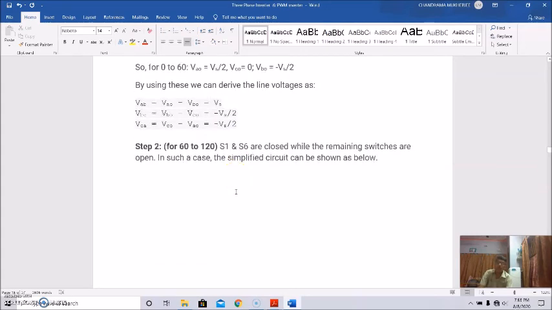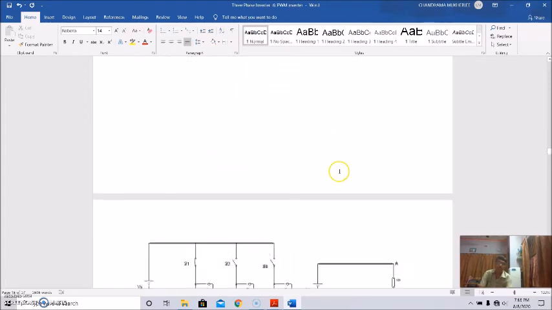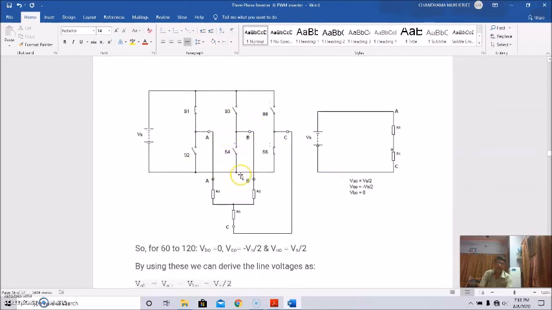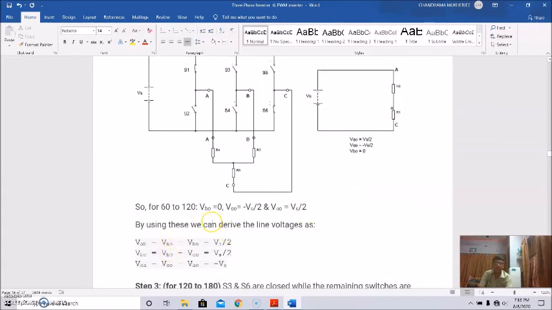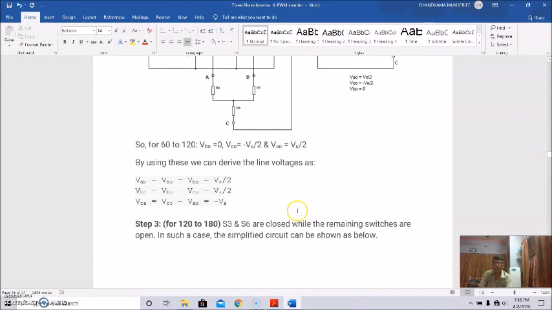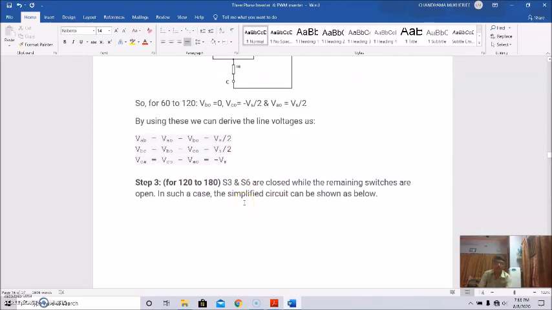For step 2, from 60 to 120 degrees, switch 1 and switch 6 are closed, while the remaining switches are open. In such a case, the simplified circuit can be shown like this. For 60 to 120 degrees, VBO equals 0, VCO equals minus Vs by 2, and VAO equals Vs by 2. By using this, we can derive the line voltages as VAB equals VAO minus VBO equals Vs by 2, VBC equals VBO minus VCO equals Vs by 2, and VCA equals VCO minus VAO equals minus Vs. So this is for step 2.